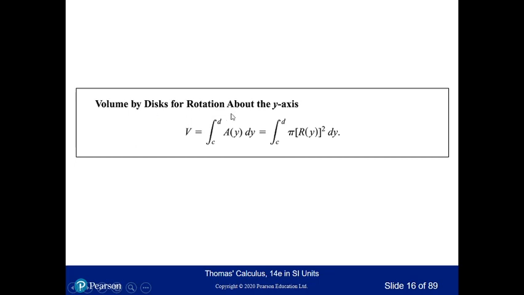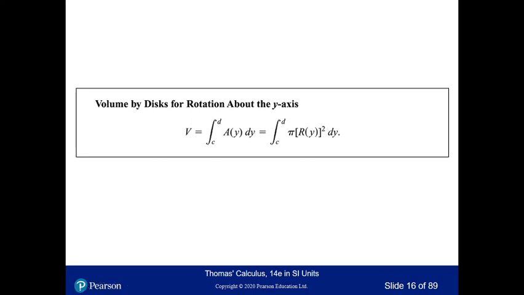Now, instead of rotating regions about the x-axis, we can rotate them about the y-axis. What's the difference then? Nothing is really different. We are going to integrate over y. We are going to still integrate A of y, the cross-sectional area, from c to d. But in this case, the radius is going to be expressed in terms of y, pi r of y squared dy.